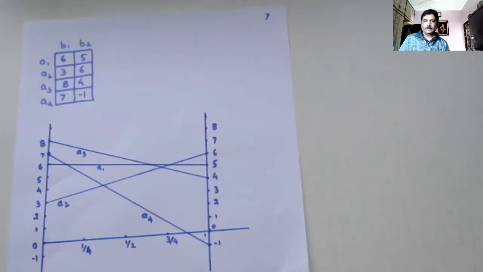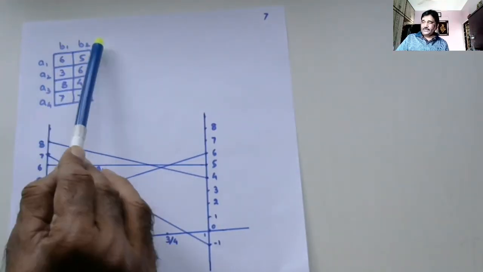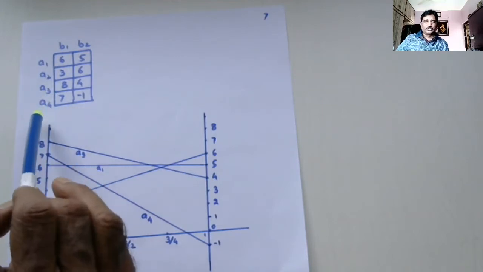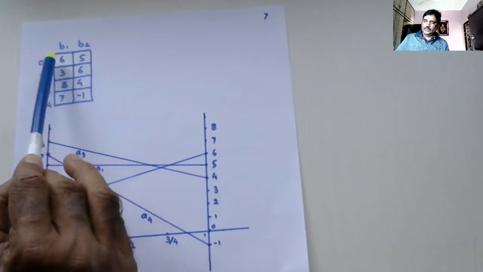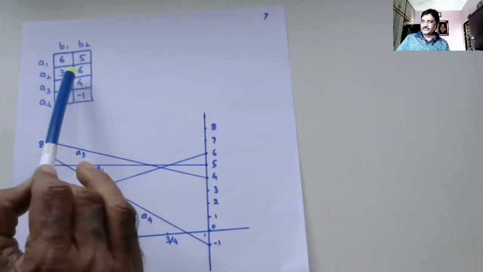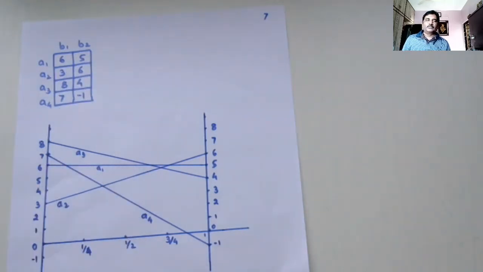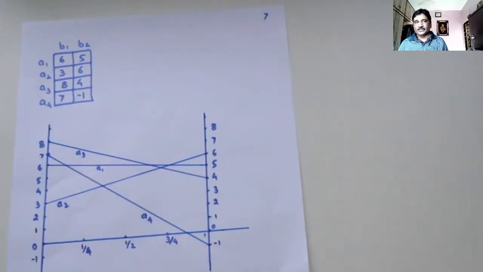All right, so here is another problem. Player B has got two courses of action, B1 and B2, and player A has got four courses of action. And now the payoff values are given here: 6, 5, 3, 6, 8, 4, 7, 1. If I want to solve this game by the graphical method, I will first be finding the range in which the payoff is changing. The payoff is varying between minus 1 and 8.